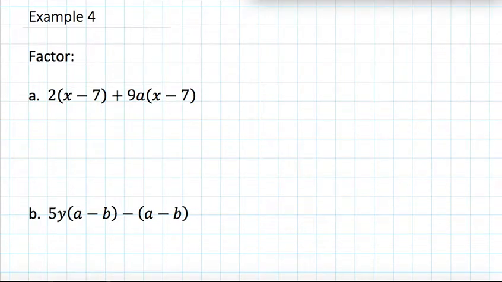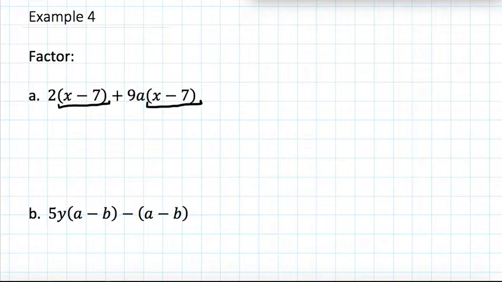In this video, we're going to continue working on section 5.3. We're going to start by looking at example 4. And these are problems where we're going to factor, like we've been doing. But this is a little different because you notice that there are parentheses in the problem. So what I have here is x minus 7, and then I have another x minus 7. The set of parentheses has exactly the same thing in both places.